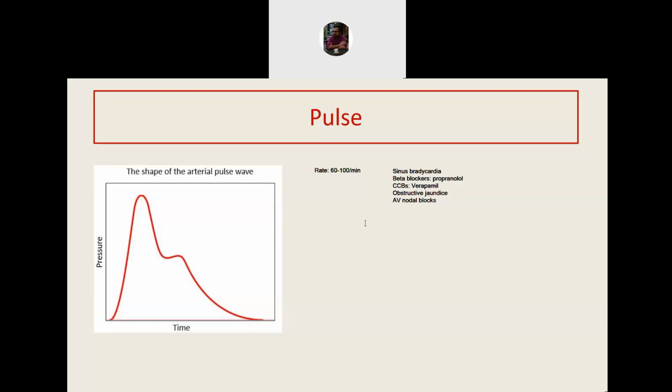Tachycardia, on the other hand, can be seen in ectopic foci like atrial tachycardia, multiple ectopic foci like atrial fibrillation, abnormalities of the SA node like sinus tachycardia, and various other endocrine causes like thyrotoxicosis. It is important that we evaluate the rhythm of the pulse. The normal rhythm of the pulse is regular.